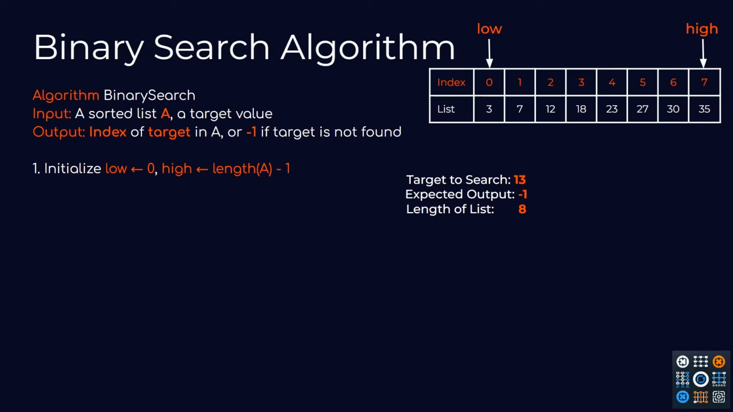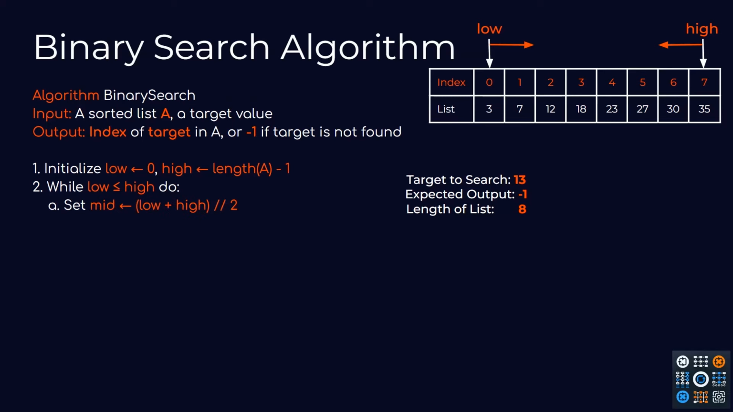Let's begin the step-by-step process. Set low to 0, the index of the first element, and high to 7, the index of the last element. High is set to 7 because the length of the list is 8, but the indices start from 0 and not 1. The algorithm will continue until there are elements to process in the list. This is indicated as a general condition to continue until low is less than or equal to high, or simply until low and high do not cross each other.